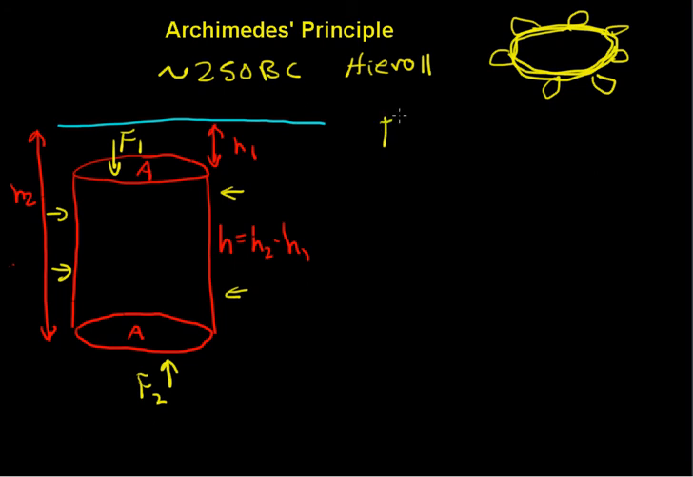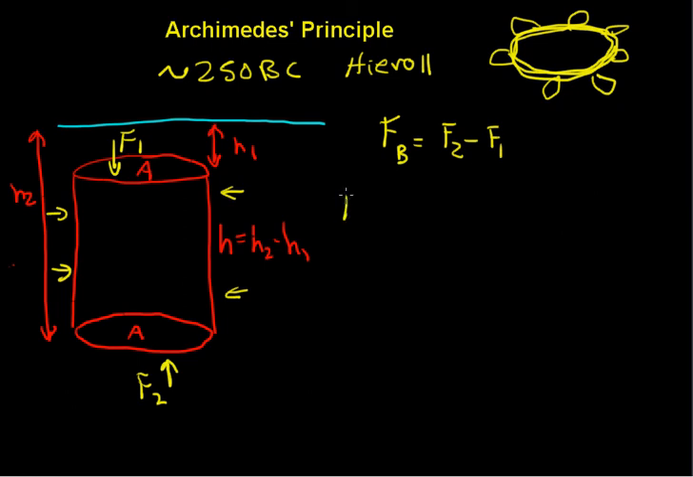Now the buoyant force is just F2 minus F1, right? F2 points up, F1 points down. If F2 is greater than F1, the object will go up. If F1 is greater than F2, the object will go down. And so this determines what the object does.